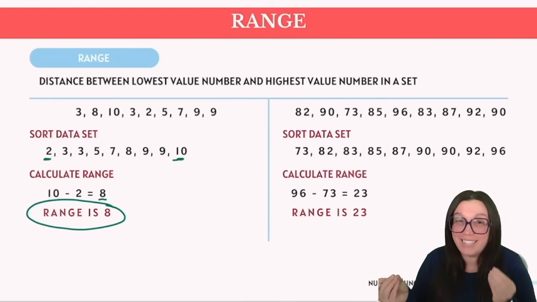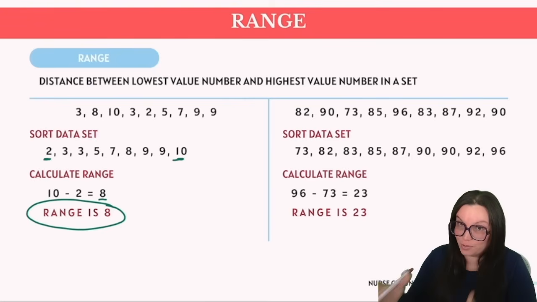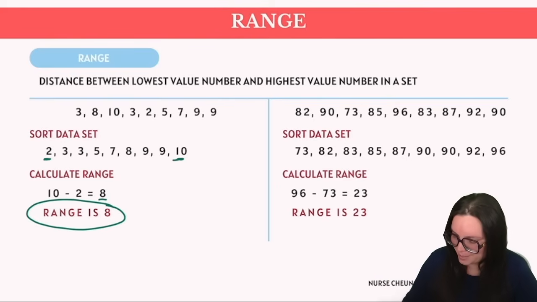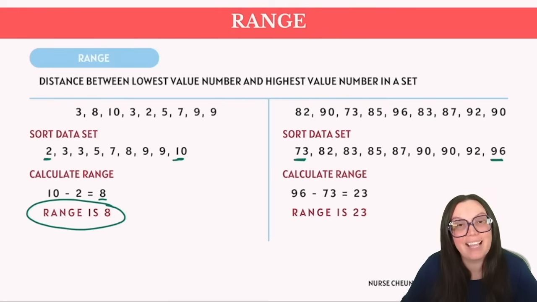It's going to be really easy when you're taking it on the TEAS. Let's take a look at our other data set. So again, it's just a bunch of jumbled numbers. So we want to make sure that we put that in numerical order from least to greatest. Save ourselves some time later, right? When we organize this, we have 73 as our least number and 96 as our greatest number.